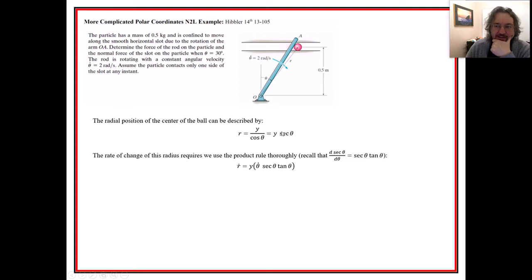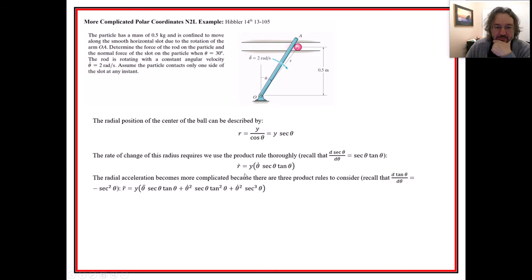Okay, so y is not going to change. The y is always going to be the same. The ball is always going to have that distance. But we need to take the derivative of secant, which is secant times tangent, and also the thing on the inside. So we have that theta dot we have to put in there. The acceleration is even uglier here because we have to take multiple parts. And we also need to look up that the derivative of tangent theta with respect to theta is going to be this, right?